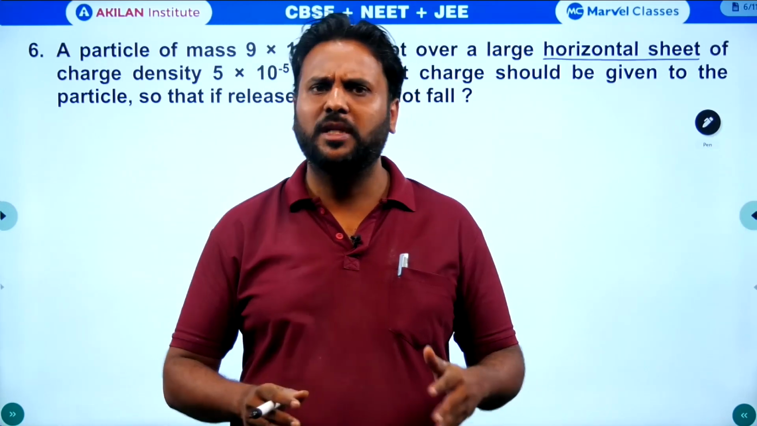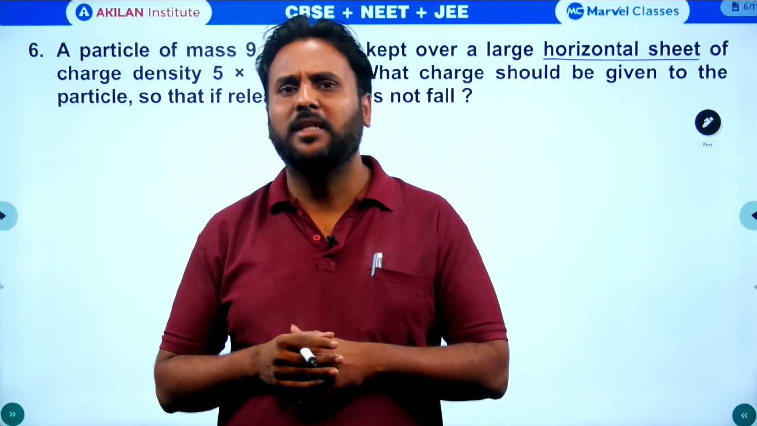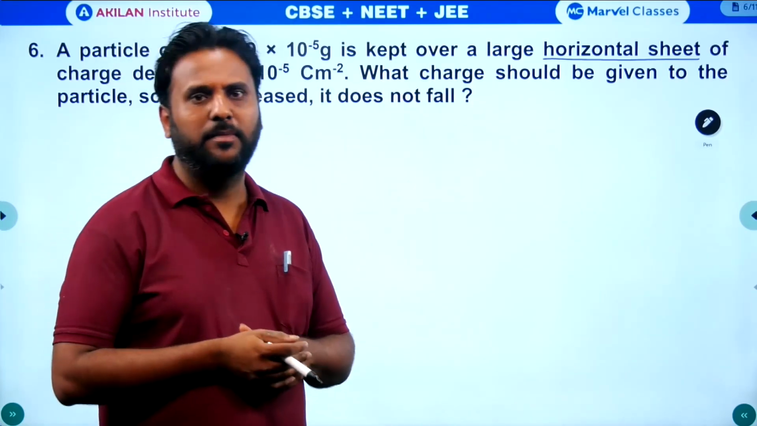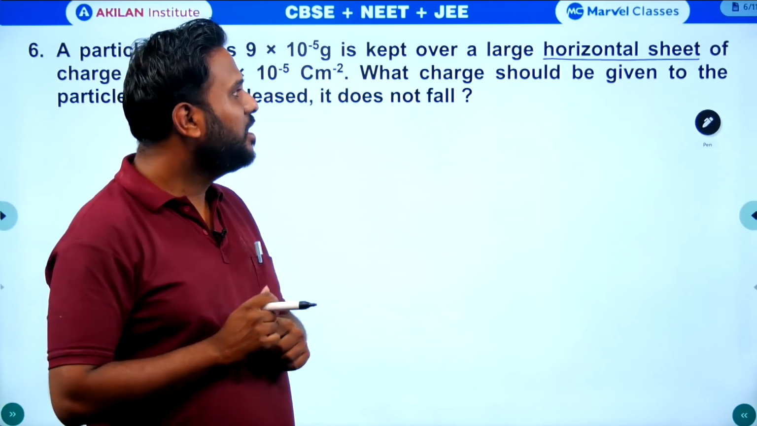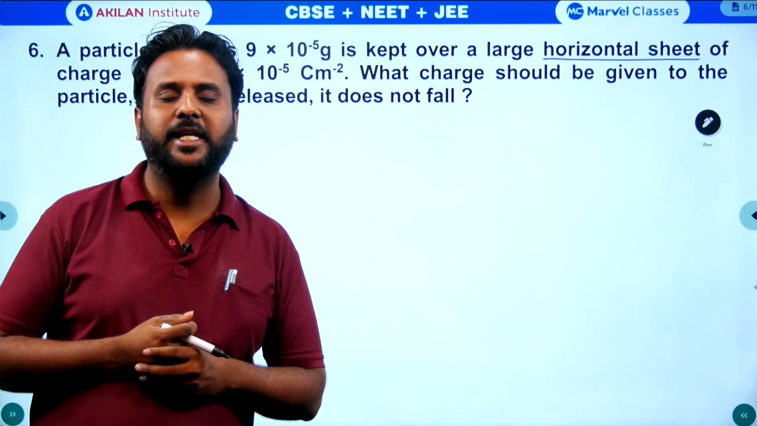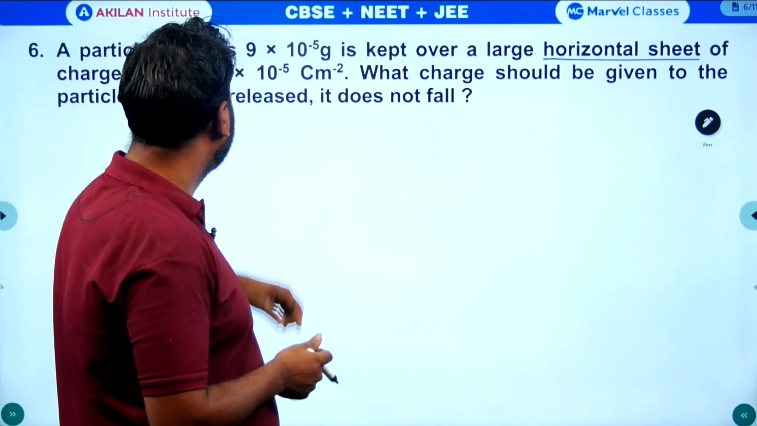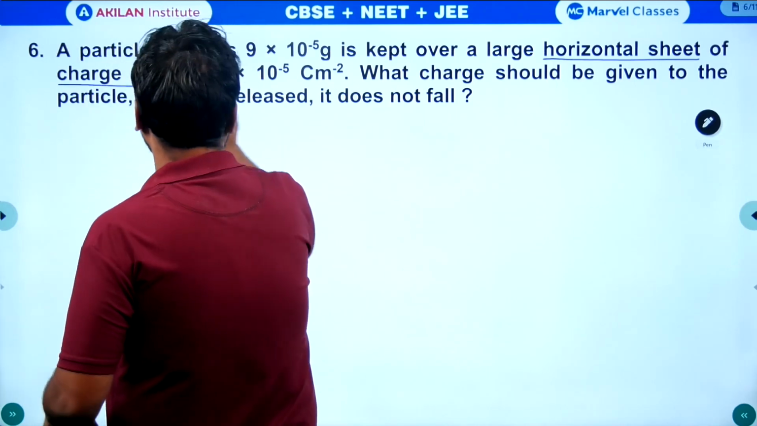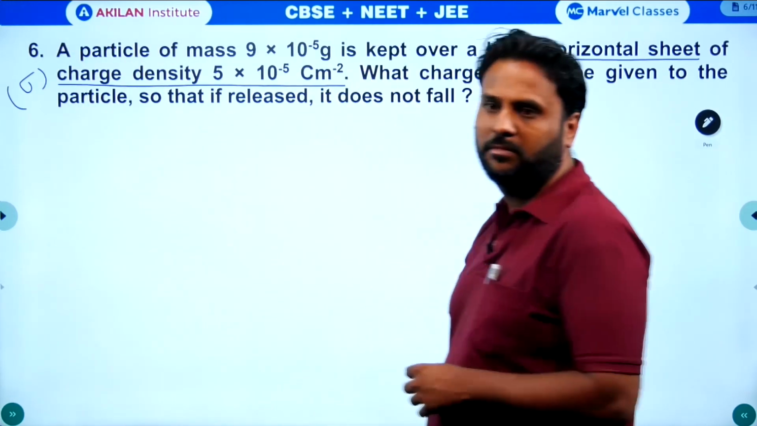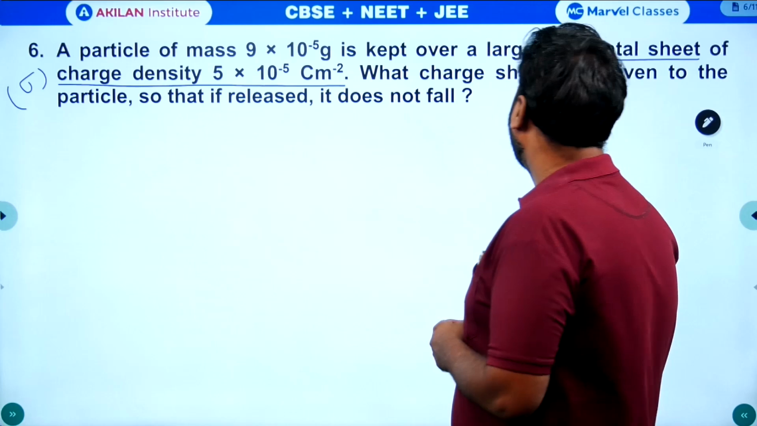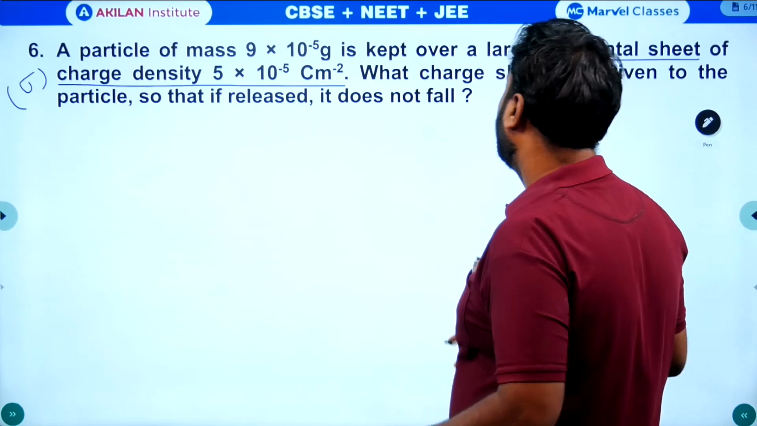First we did Coulomb's law, then electric field, then electric dipole, and finally Gauss law. This is also a Gauss law problem, an application of Gauss law, the last topic in chapter 1. Because a horizontal sheet means you know very well the electric field formula E equal to sigma by 2 epsilon naught. Sigma is the surface charge density they gave. What charge should be given to the particle so that if released it does not fall?